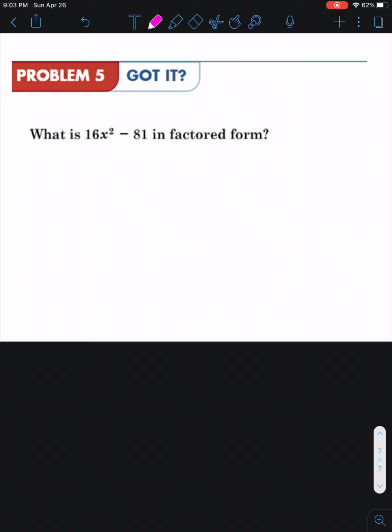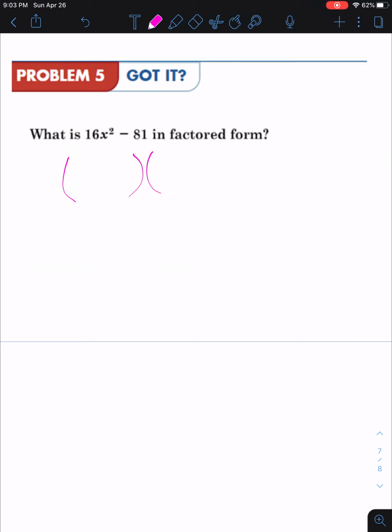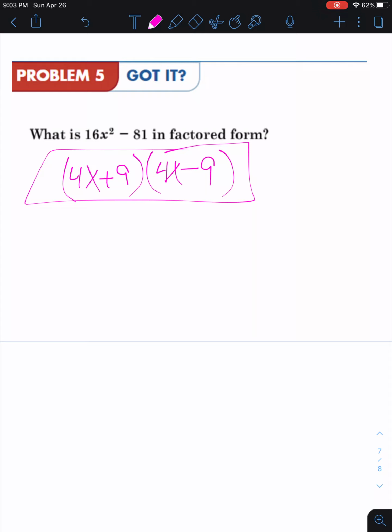Let's do one more of those. 16x squared minus 81. What's the square root of 16x squared? Square root of 16x squared is 4x. 4x. Square root of 81. That's right, it's 9. And we would do a plus and a minus. You can do a minus and a plus. But that would give me then the factored form for that one.